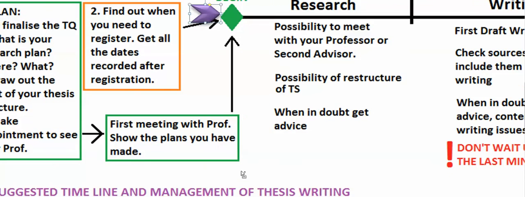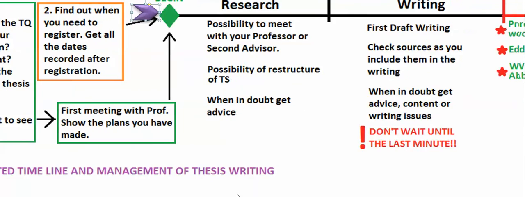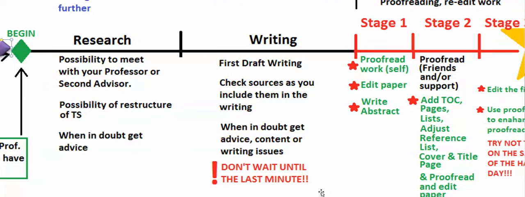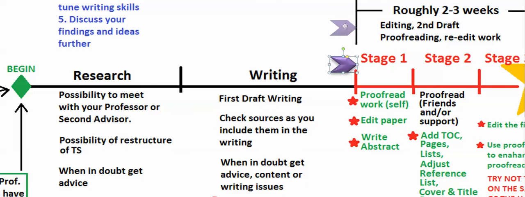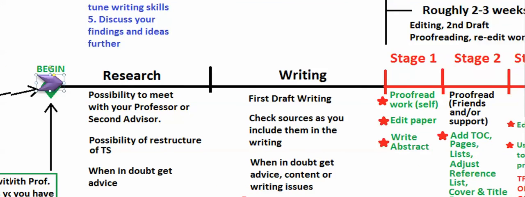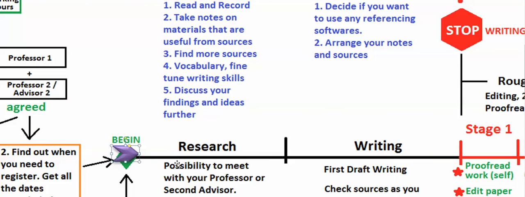of your writing journey. This is just a suggested timeline, and the timeline has 3 stages: the research stage, the writing stage, and the stage where you need about 2-3 weeks to proofread and edit and proofread again and get someone to help you, and so on and so forth. So now we're just going to look at the research stage. There is a to-do list during this research stage.